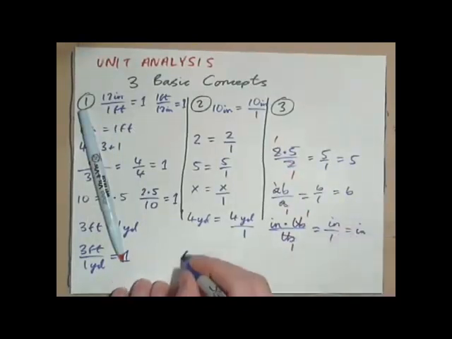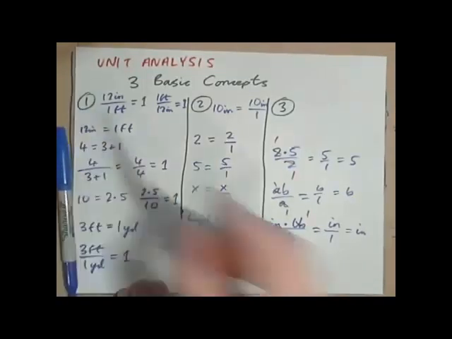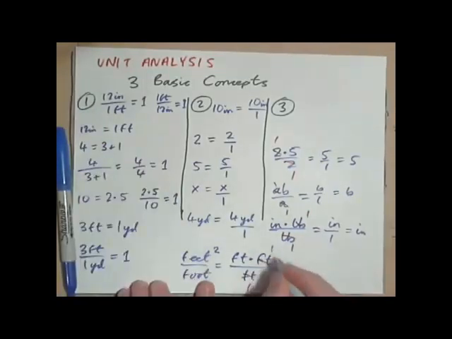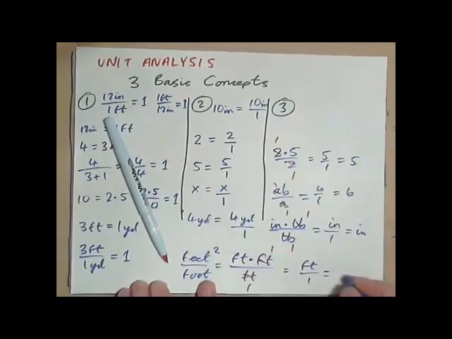You might have feet squared over foot. Now, feet squared is feet times feet, FT times FT. Always use the abbreviations because it saves your time. Over foot, FT. Now, if you cross-cancel common factors, these cross-cancel, and you get FT over 1 or foot.